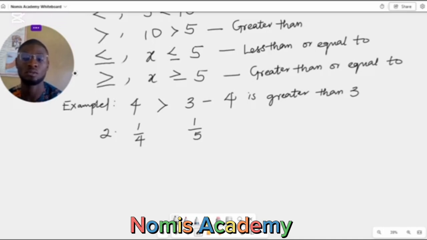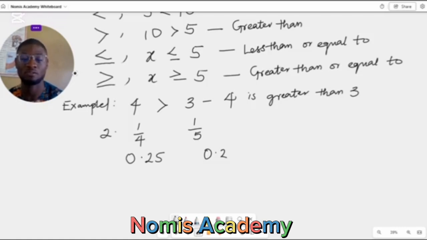So to help the situation, let us convert our fraction to decimal. So 1 over 4 can be written as 0.25. Is that correct? I believe you know how to convert this. And 1 over 5 is 0.2. Now, which is bigger? Can you see that 1 over 4 is bigger than 1 over 5? Are you surprised?